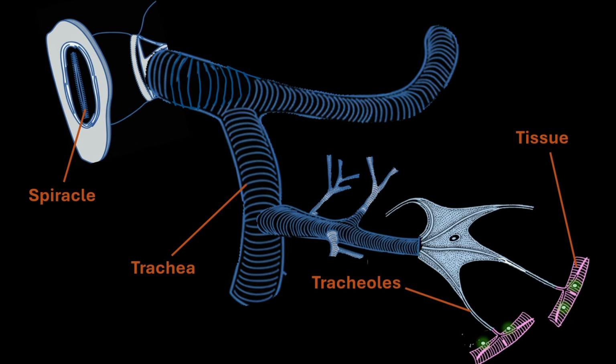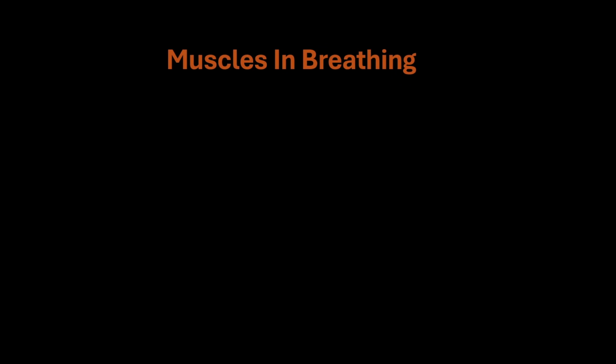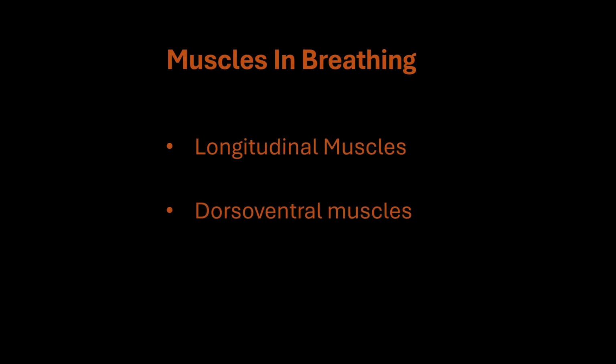But breathing in cockroaches isn't just about the spiracles, the tracheal tubes and the tracheoles. Rather, their body muscles and even their hemolymph also play a part in it. So, two main sets of muscles are involved in cockroach breathing. These are the longitudinal muscles and the dorsoventral muscles. But before learning how they work, it is very important to understand their anatomical positions.